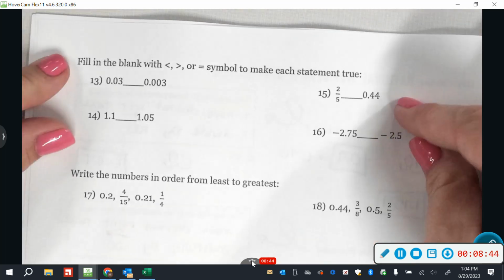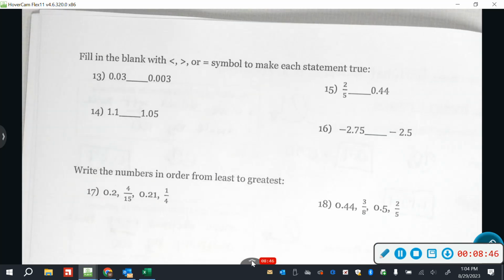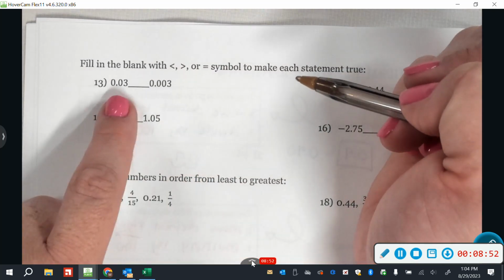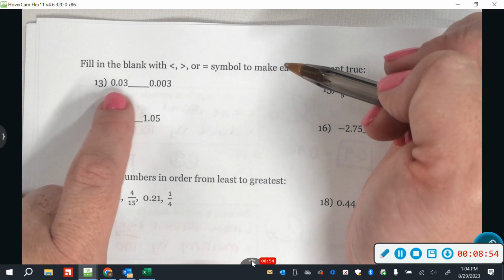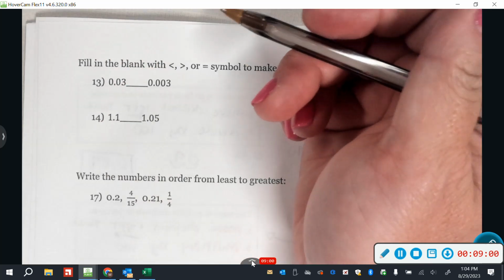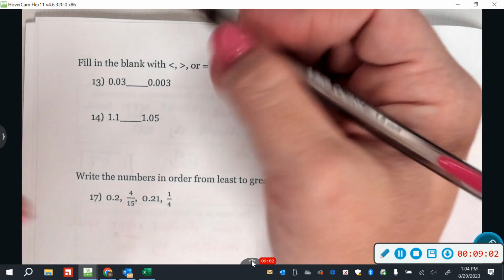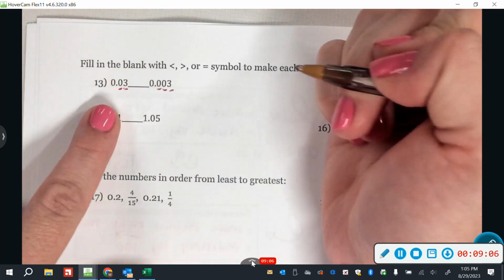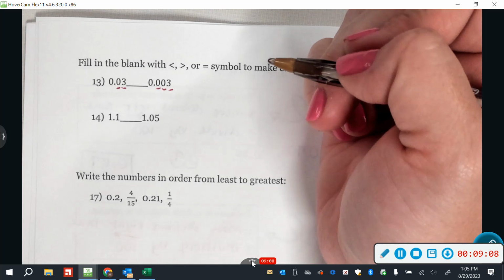Okay, so on the back, we have these where it's asking us which one is bigger or smaller, technically. We're figuring out which symbol we can plug in to make the statement true. So if I look here, I want you to realize they're in different place values. Okay, so this is to the 100th place, and this is to the 1000th place. It's easier when they're at the same place.